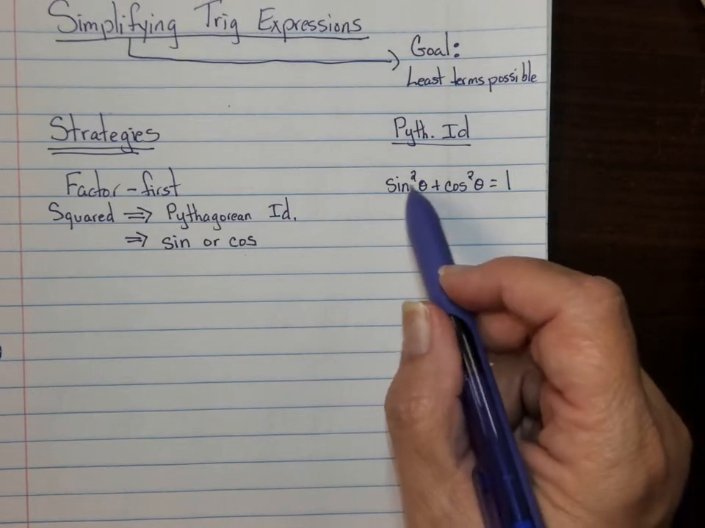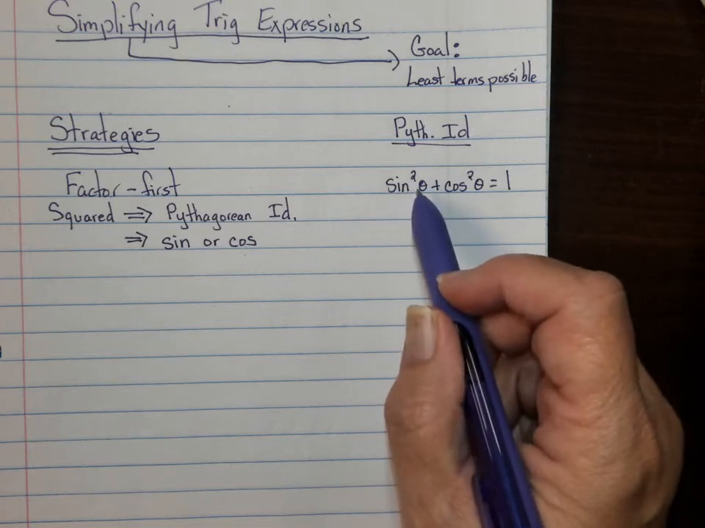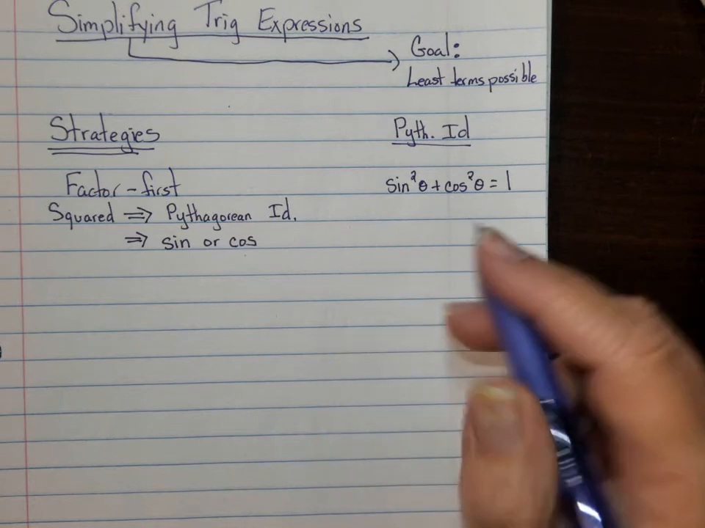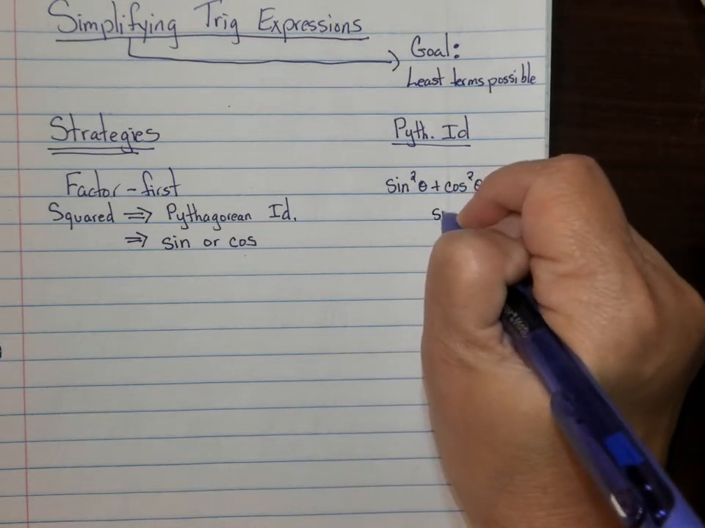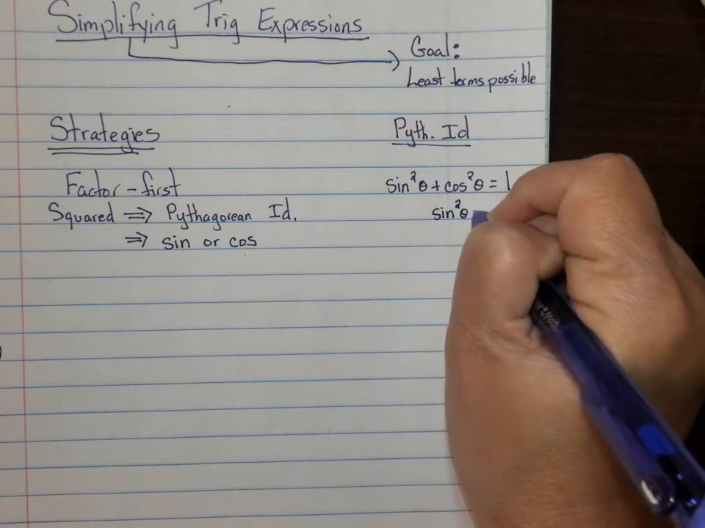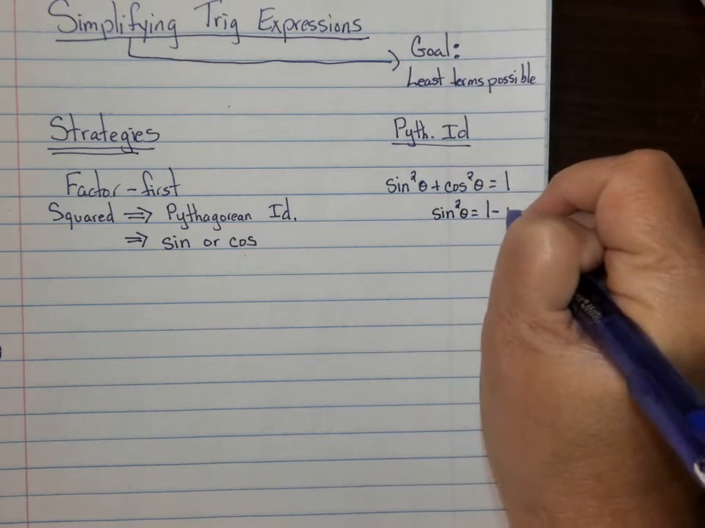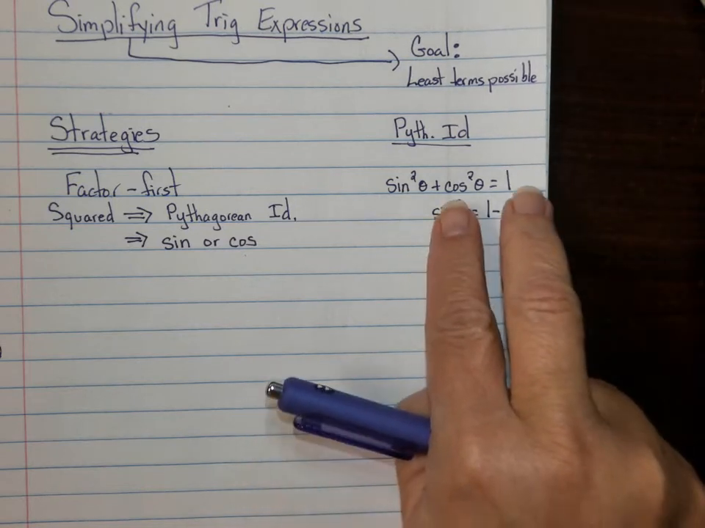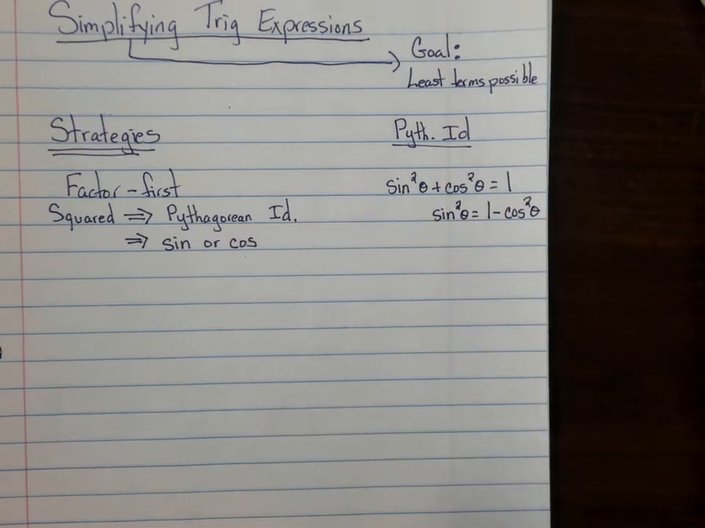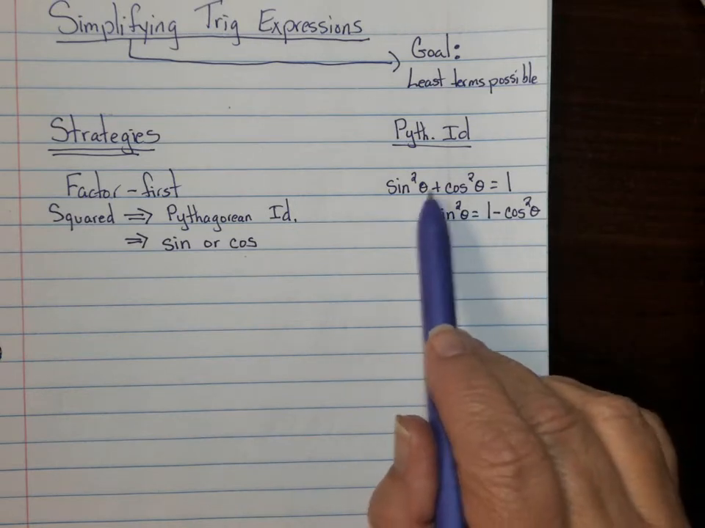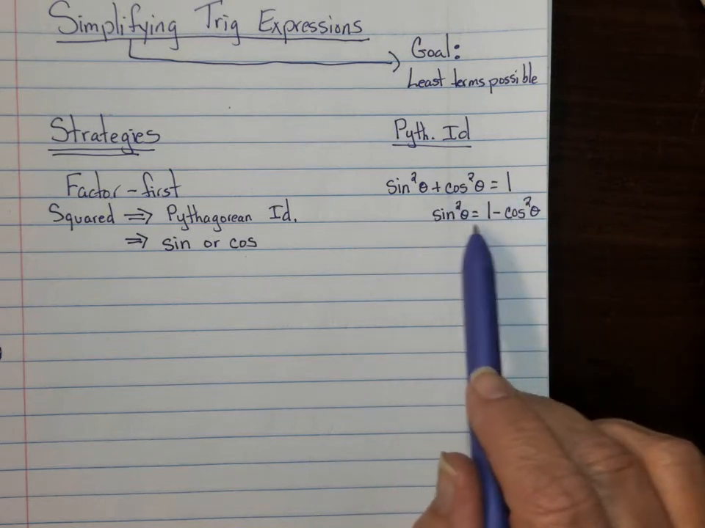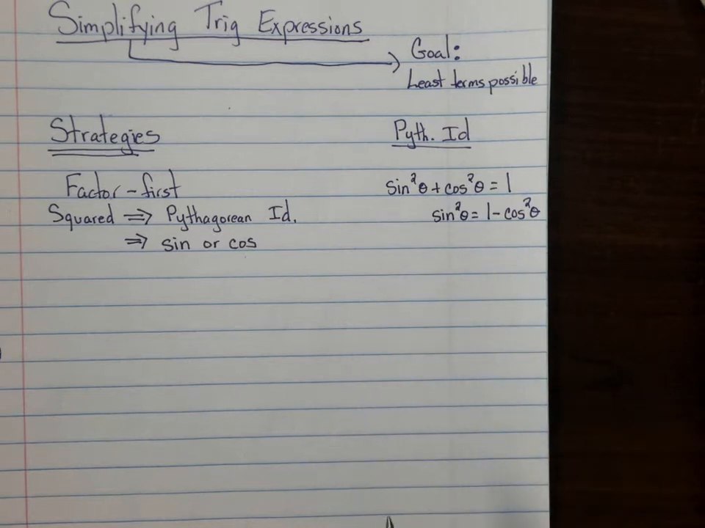But if I wanted to solve this equation in terms of sine, if I wanted to get sine by itself and I subtracted cosine squared theta from both sides, I would get this identity. Sine squared theta is equal to 1 minus cosine squared theta. You see, all I did was subtract cosine squared theta from each side. So this is an identity. It's true for all values of theta.